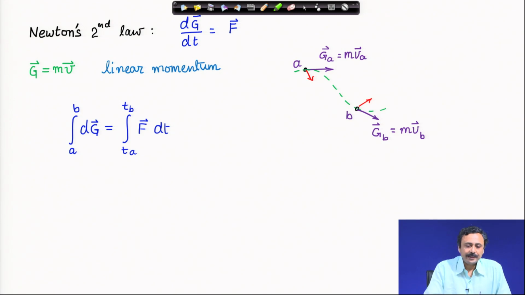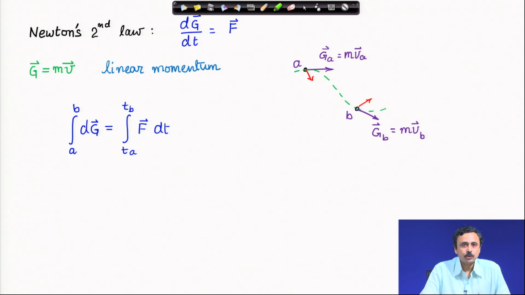If I integrate Newton's second law in the form that I have written, the integral from A to B of dG is equal to the integral of the force over time, F dt. The time flows from T_A to T_B. T_A is the time when the particle was at A and T_B is the time when the particle was at B. Therefore, I can write this integral in this form.